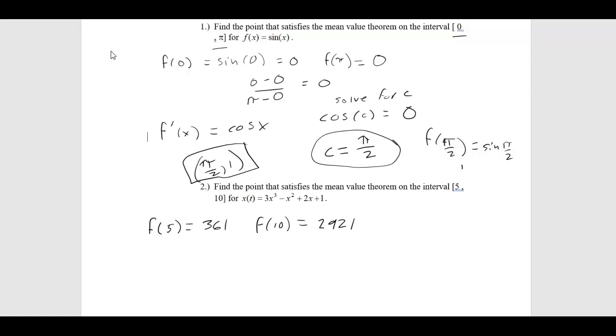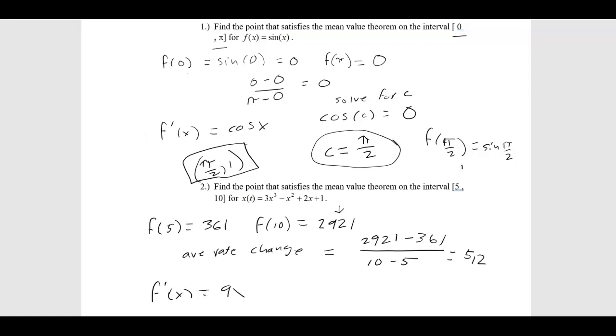And f of 10 came out to be 2,921. So to find the slope, the average rate of change, that's what I'm finding. I do 2,921 minus 361. And since I started with the 2,921, I do 10 first on the bottom. 10 minus 5. And when I do that arithmetic out, I get 512. So my slope is 512. That's pretty darn steep. So from 5 to 10, that's a very steep line. But that doesn't matter. I can still do this. So I find f prime of x.